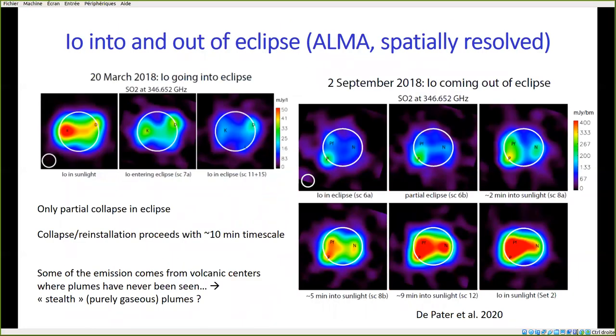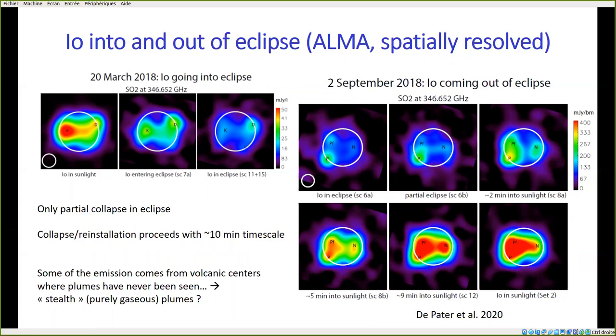Most recently, new insight on this problem has been obtained from very nice ALMA observations of Io in the millimeter, observing Io when entering eclipse or getting out of eclipse. Of course, the great advantage for this is that these observations are disk resolved, which permits us to image the evolution of the atmosphere as it goes in and out of eclipse. So what you see here is the evolution of the SO2 line emission as Io proceeds into eclipse and how the emission is progressively restricted to the volcanic centers.